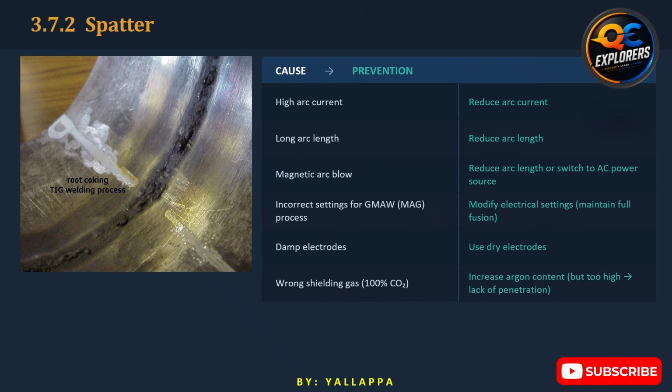Shielding gas composition influences spatter, particularly in MAG welding. A higher argon content can reduce spatter compared with pure carbon dioxide, although the gas mixture must still provide the required penetration and fusion characteristics. This illustrates an important engineering principle: changing one welding parameter can create a different problem. Reducing spatter is not useful if the change causes lack of penetration.